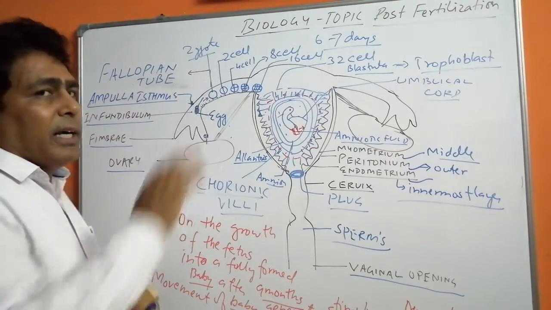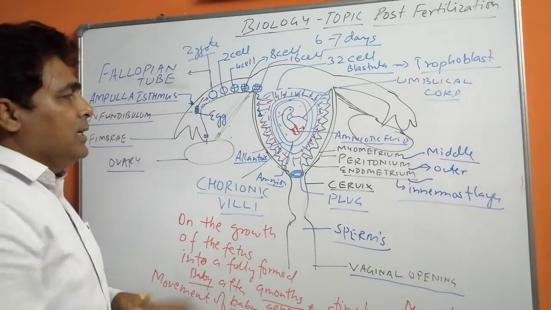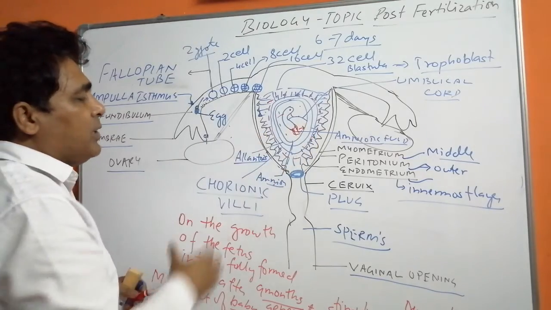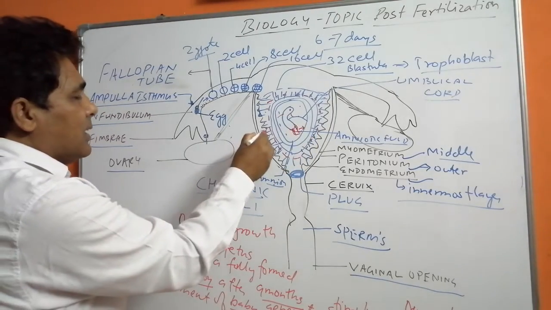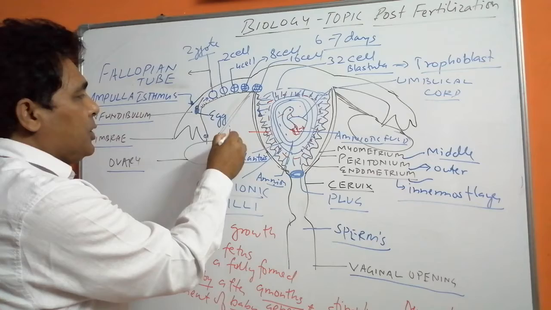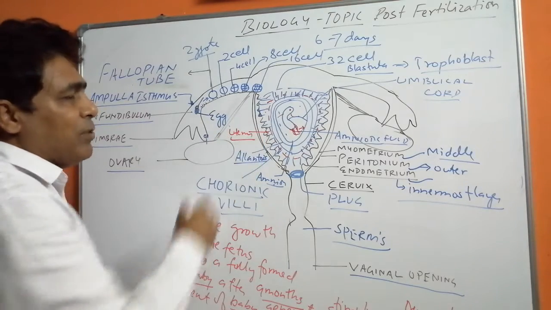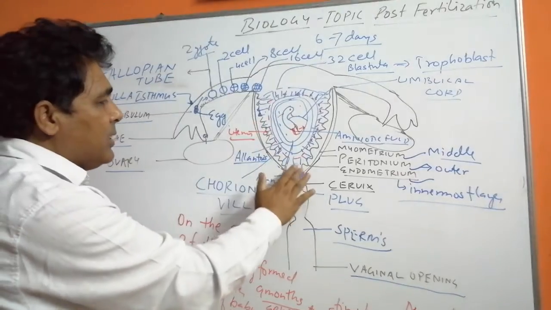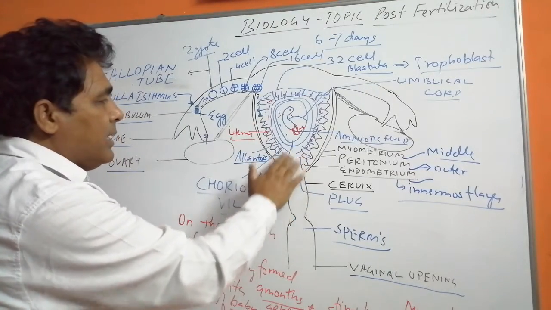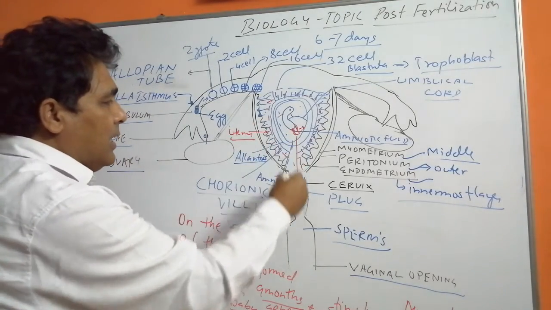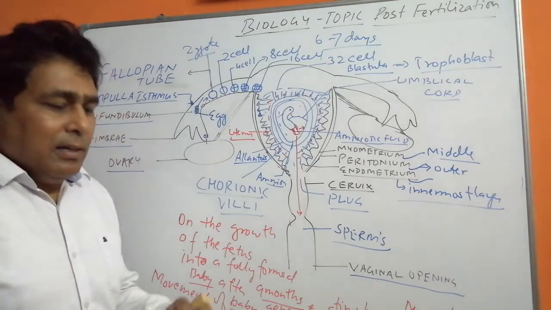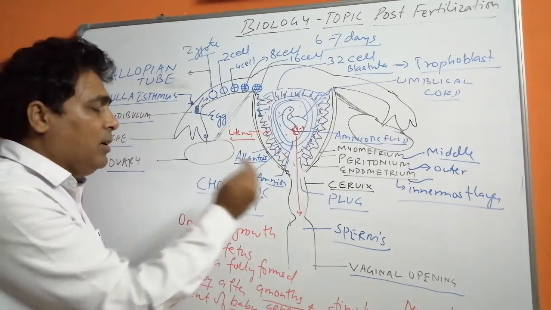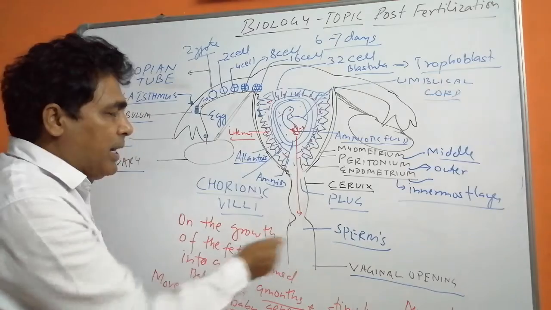And from there oxytocin is released. This leads to the contraction of the uterus muscles. The contraction of uterus muscles will take place. Due to that, the plug is going to break and the baby will be passed out of the body of the female.